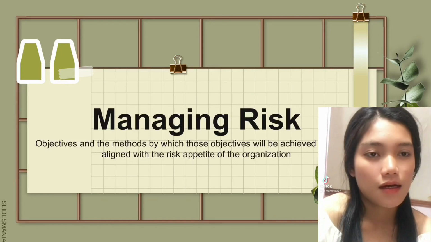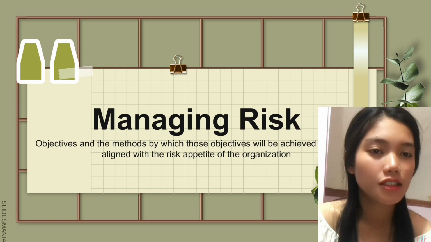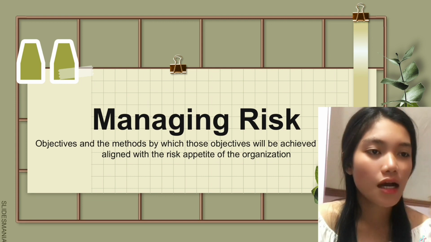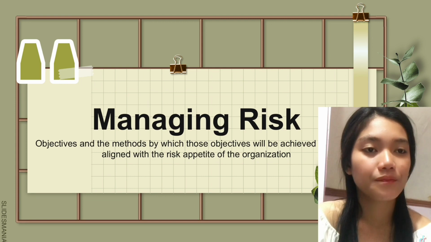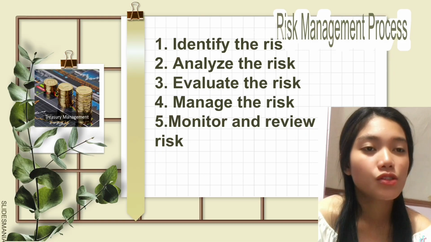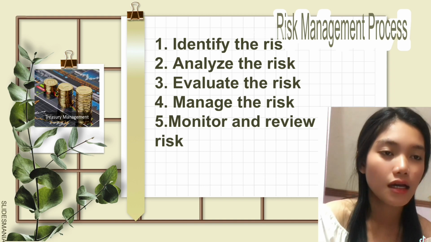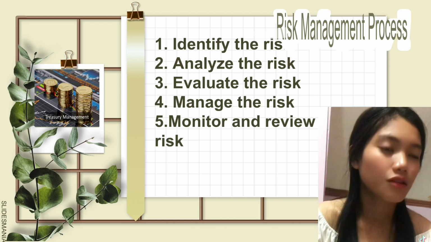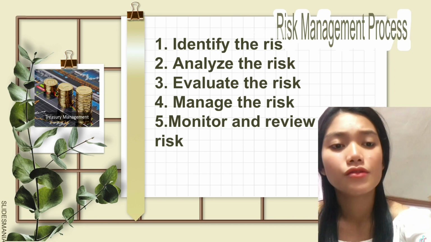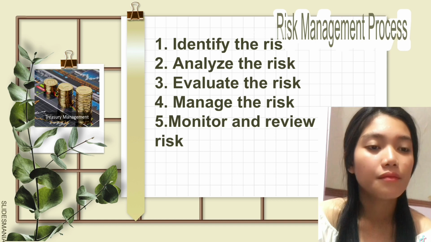Managing risk. Objectives and methods by which those objectives will be achieved should be aligned with the risk appetite of the organization. Risk management process. First is to identify the risk, analyze the risk, evaluate the risk, manage the risk, and monitor and review the risk. So, first, to identify the risk.